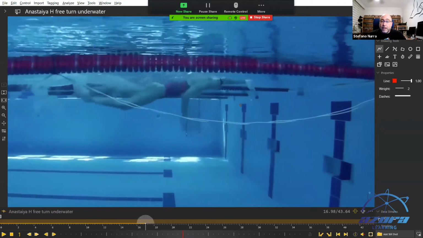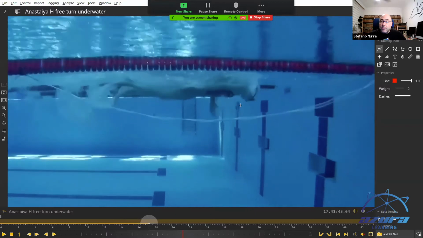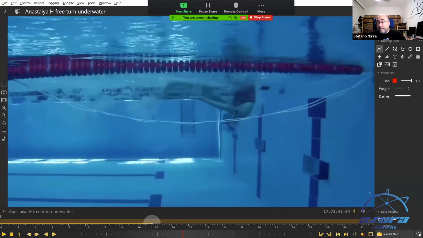So in this case, we can see that she's starting the rotation when the hand is in this point. Honestly, now I don't remember if this girl is a sprinter or distance or middle distance, but for sure she is performing the turn like a distance swimmer.